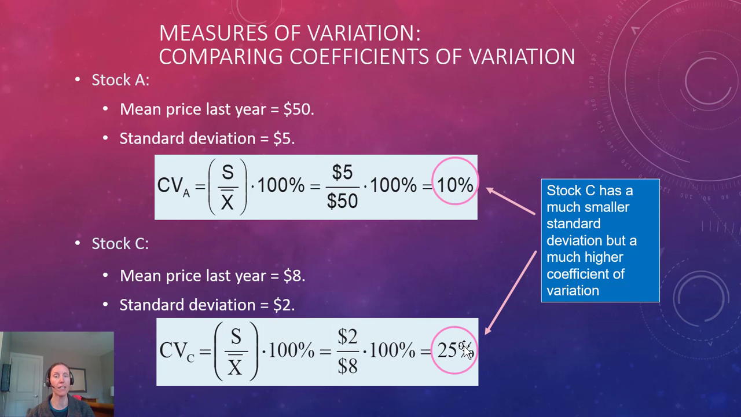variation for stock C. So again, it's so good to look at this coefficient of variation if you're comparing the variation in data sets. Go get this percentage variation, if you will, by getting this coefficient of variation.